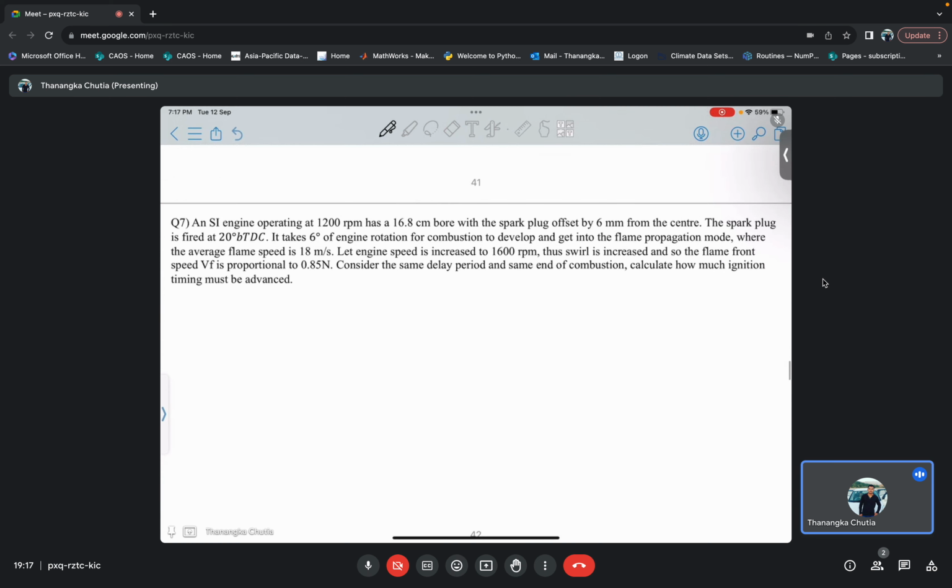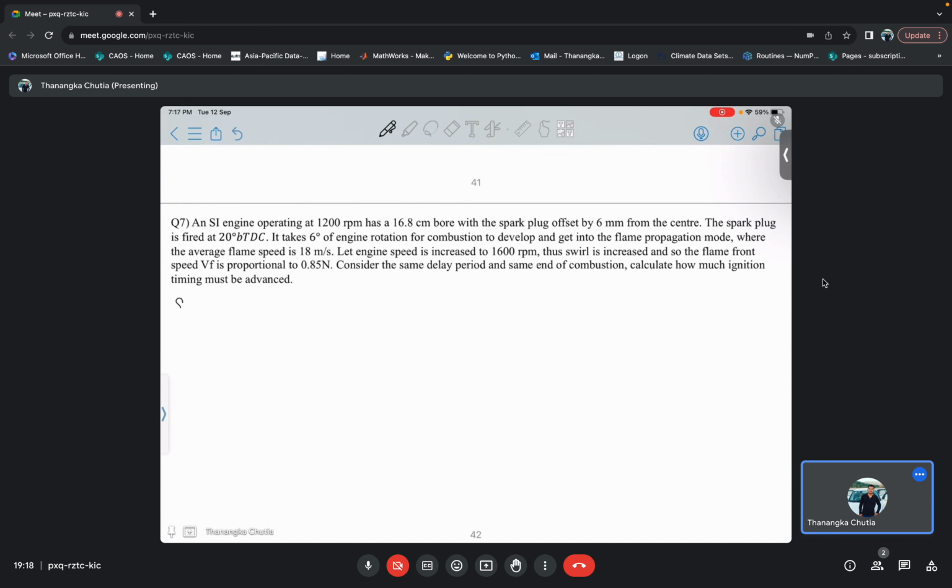Okay, so let us go to the next question. An SI engine operating at 1200 rpm has 16.8 bore with a spark plug offset by 6 mm from the center. The spark plug is fired at 20 degree before TDC, and it takes 6 degree of engine rotation for combustion to develop and get into the flame propagation mode, where the average flame speed is 18 meters per second. If the engine speed is increased to 1600 rpm, thus swirl is increased so that the flame front VF is proportional to 0.85 times N. Consider the same delay period and the same end of combustion. Calculate how much ignition timing must be advanced.